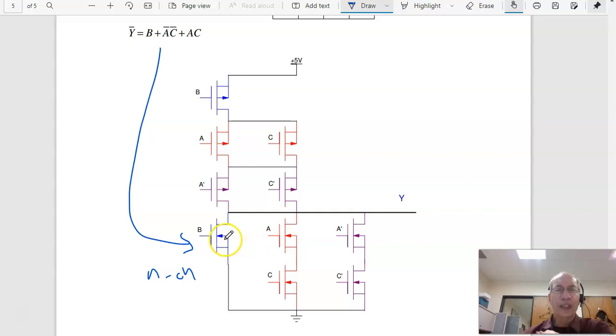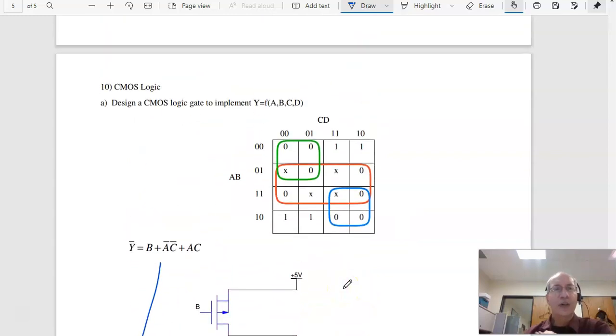So this is B in parallel with, that becomes in series with A in parallel with C, and in series with A bar in parallel with C bar. So this implements that logic. And that's the final for ECE 320.